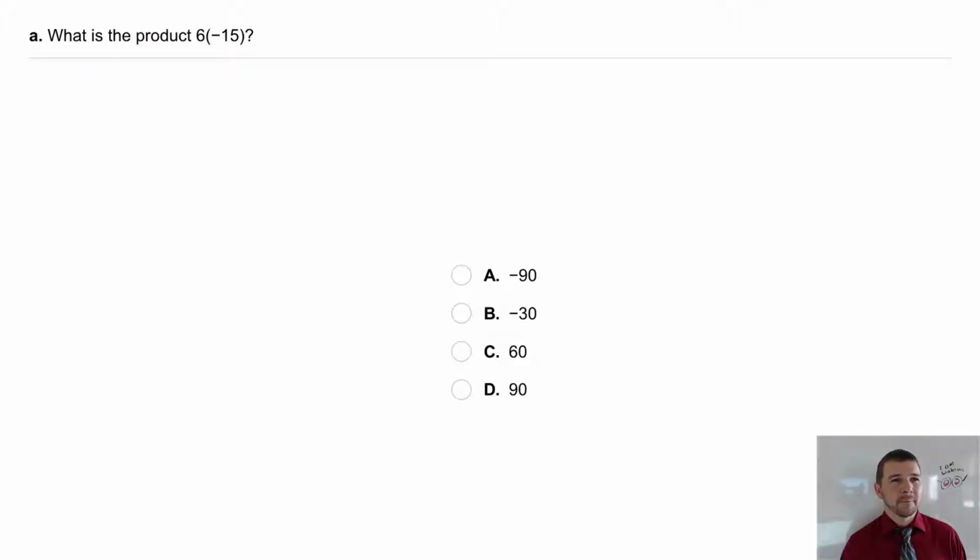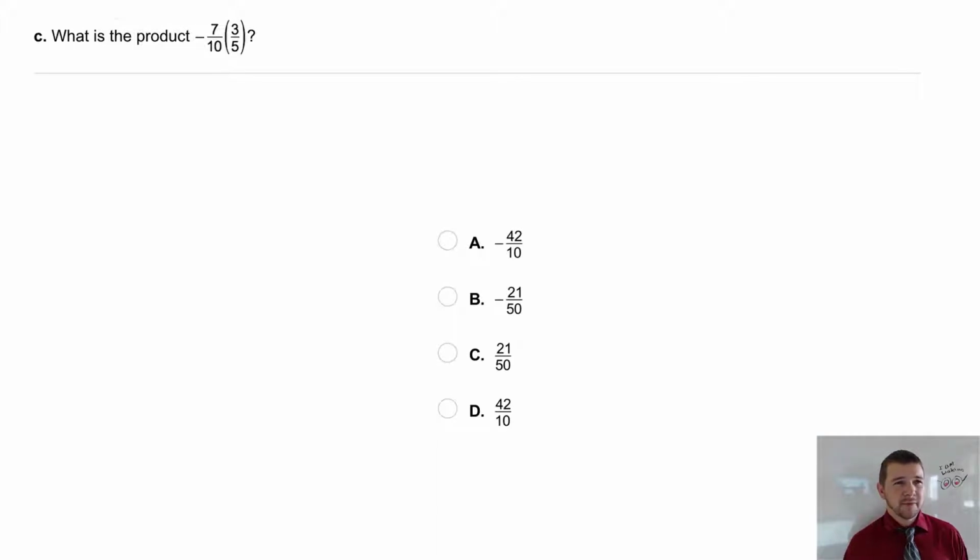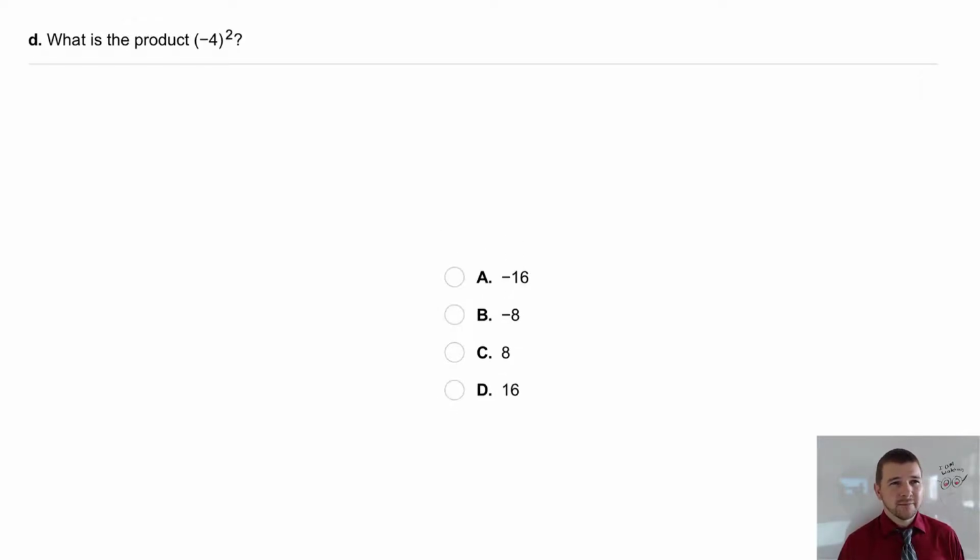Your turn. Part A. What is the product? 6 times negative 15. Part B. How about 12 times 0.2? Part C. What's the product? Negative 7/10 times 3/5. And part D. What is the product? Negative 4 squared.